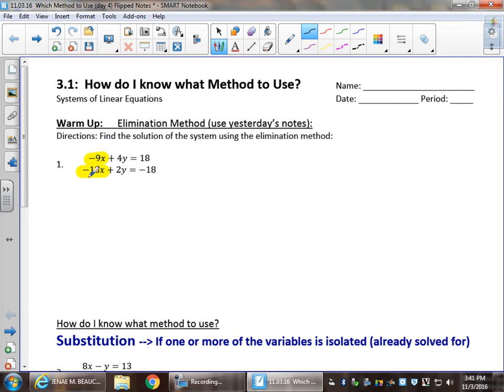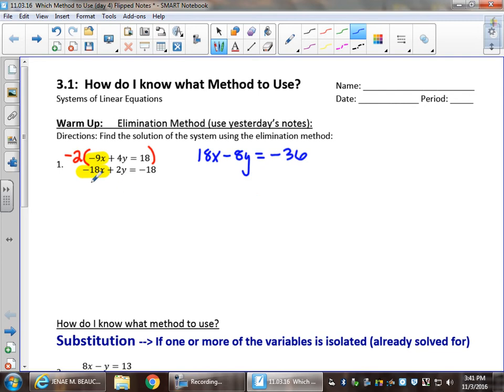So this is a -18x. What's the inverse of a -18x? The inverse of -18x is a positive 18x. For this -9x to become a positive 18x, I must multiply by a -2. But I can't just say I want to multiply this one term. I have to multiply the entire equation by -2. So let's do that. Multiplying the entire equation by -2, this top would now become 18x minus 8y equals -2 times 18, which is -36.